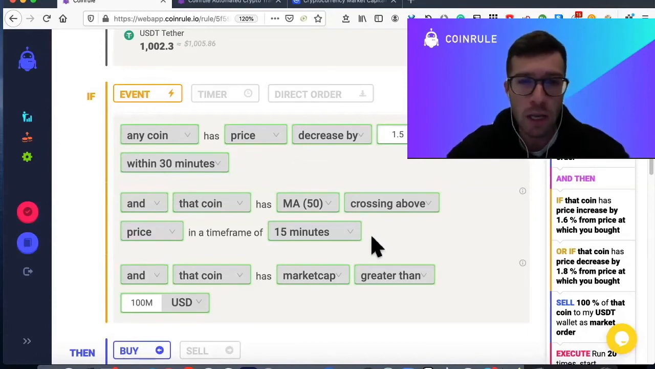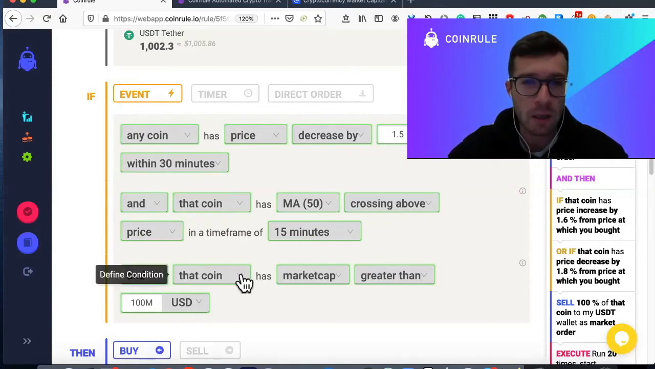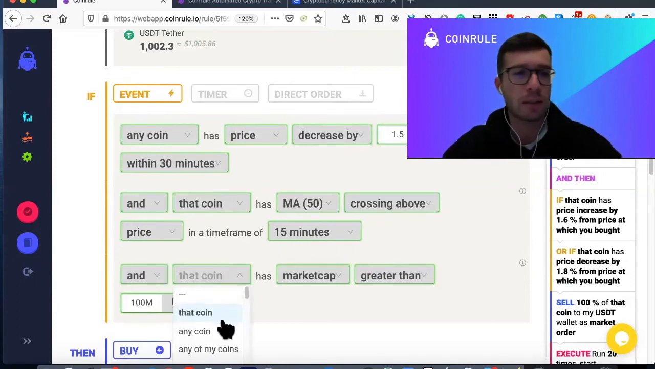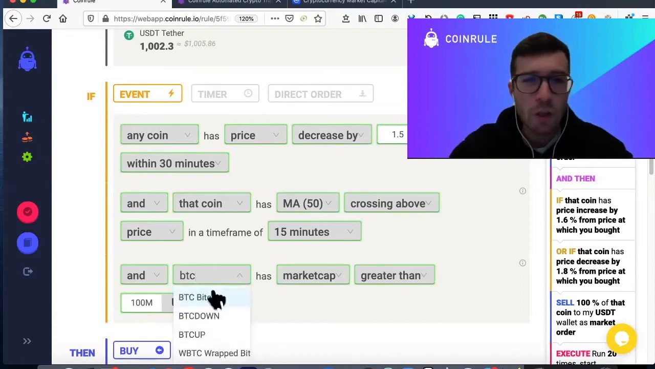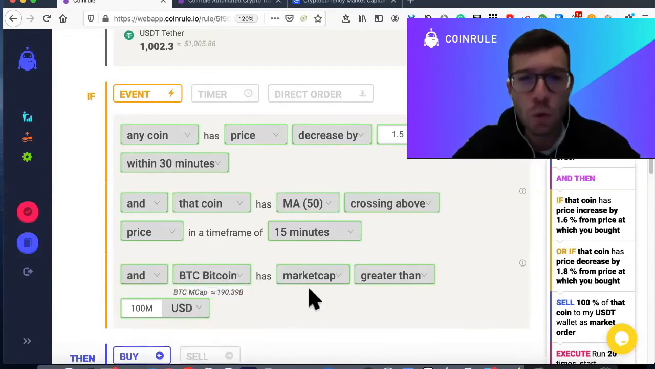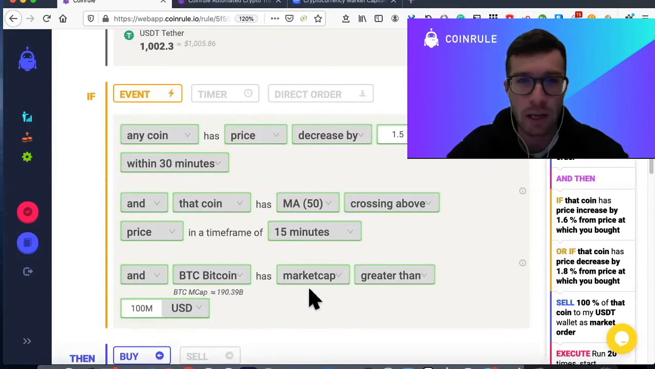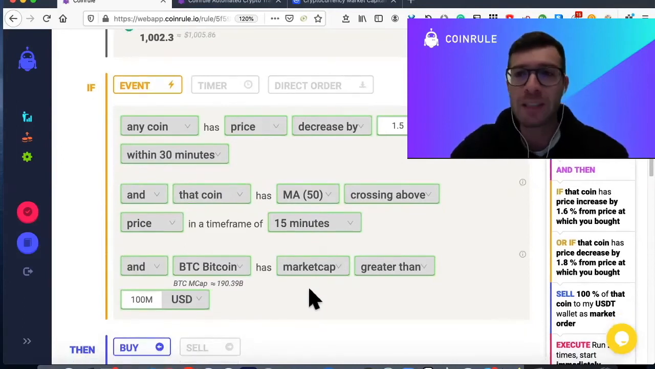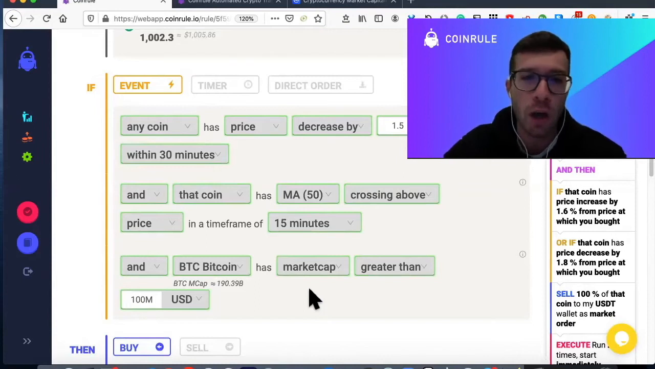We will change this instead of a market cap. We will add the filter for Bitcoin. In the drop down there, for the coin, let's select Bitcoin. This is something that I am sure you won't find anywhere else on the market: a bot that not only trades on parameters of the specific coin that the rule is trading, but you can set up also the condition to be triggered on other coins.